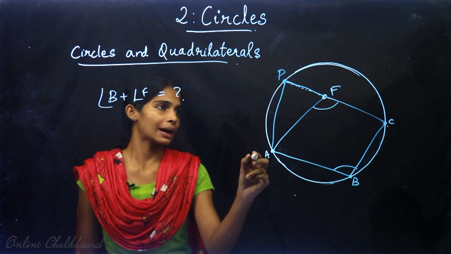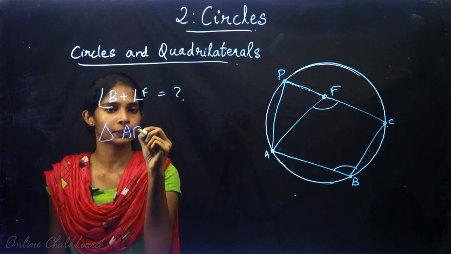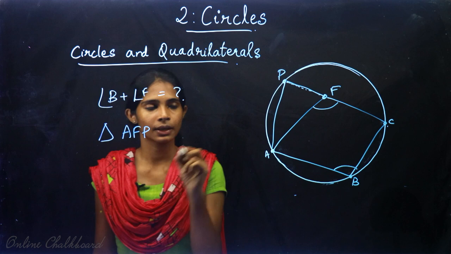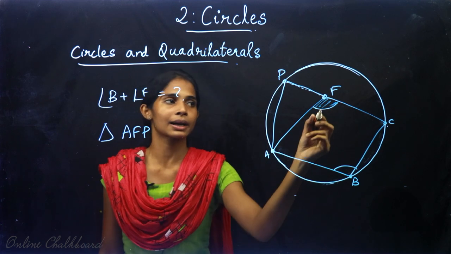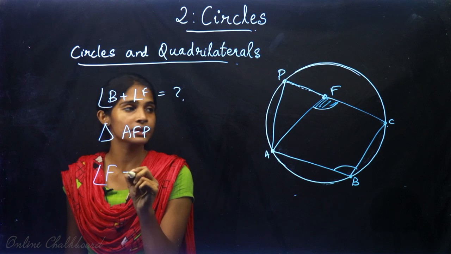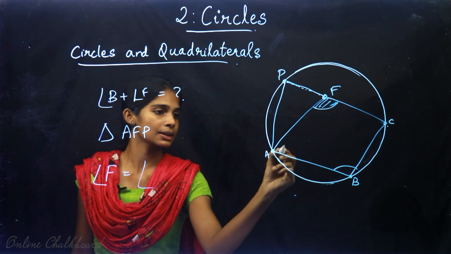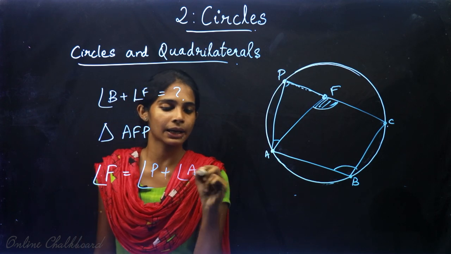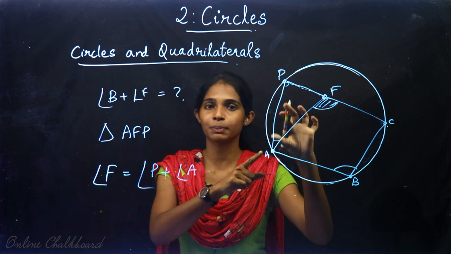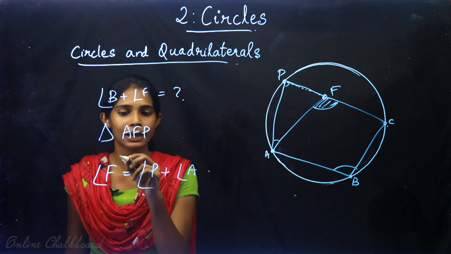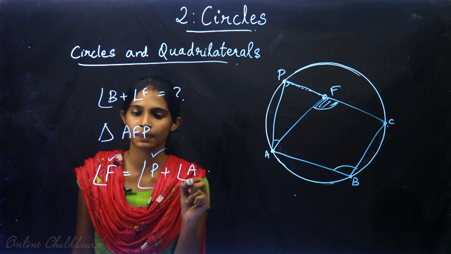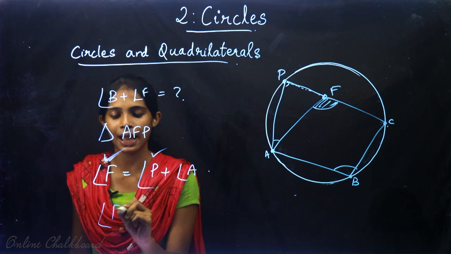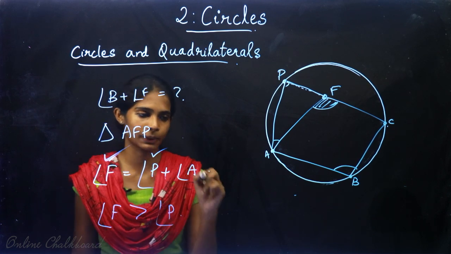All right, now we have a triangle AFP. In triangle AFP, by the exterior angle property, this angle F is equal to the sum of the angles A and P. So angle F is angle P plus angle A. So angle F is greater than angle P.